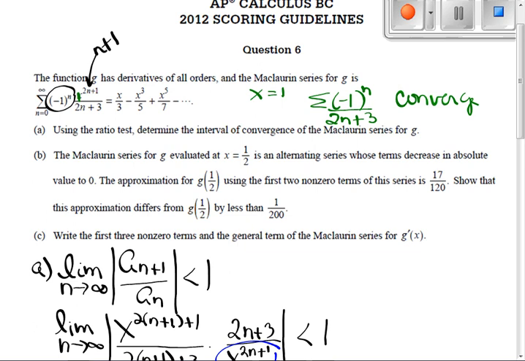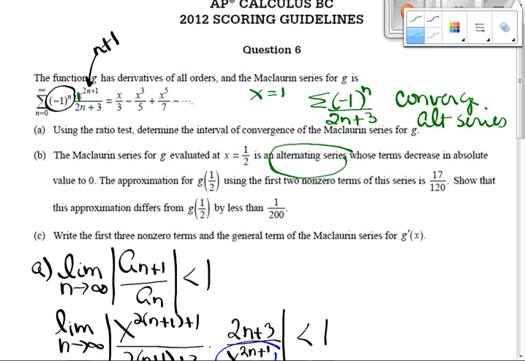And you know what? Look at that. They even told you why it converges. It's an alternating series. Okay? Alternating series test, you don't have to say this is decreasing. You don't have to say the limit of the sequence is 0. You can just say by the alternating series test. Okay. What about x equal to negative 1?